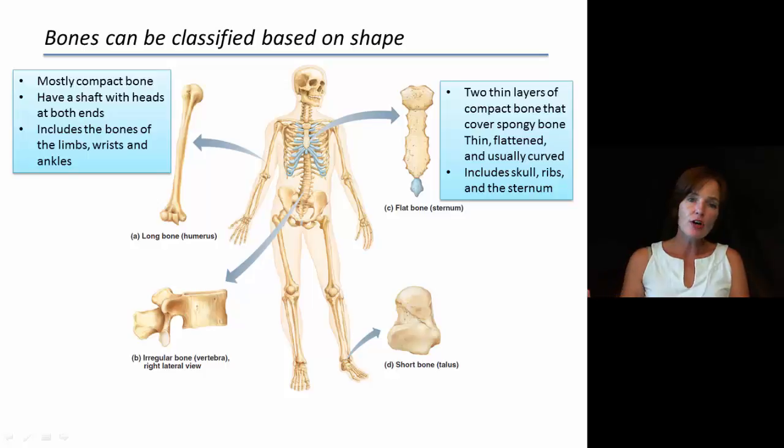Another shape that we have are the flat bones. Flat bones are going to have 2 layers of compact bone, and those are going to be sandwiched over top of a layer of spongy bone. These are going to be thin, flattened. A lot of times they are curved a little bit.